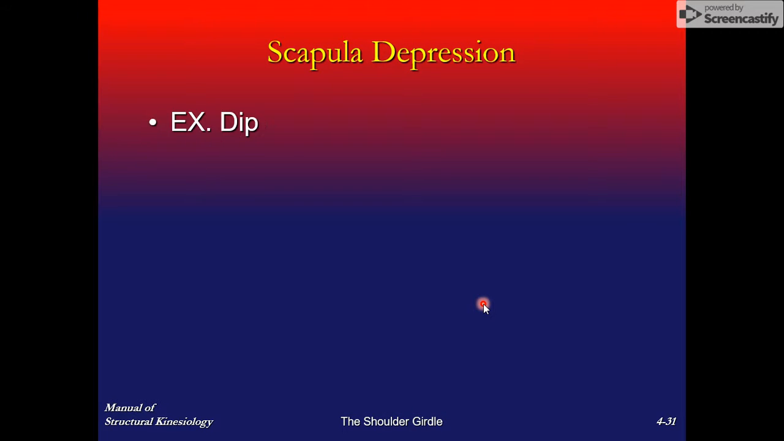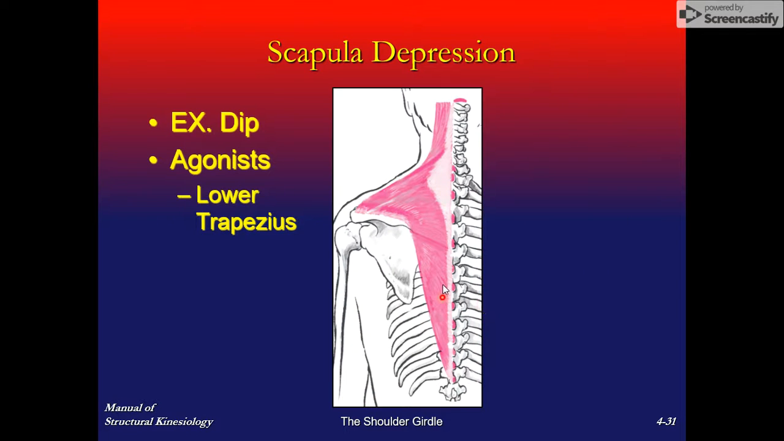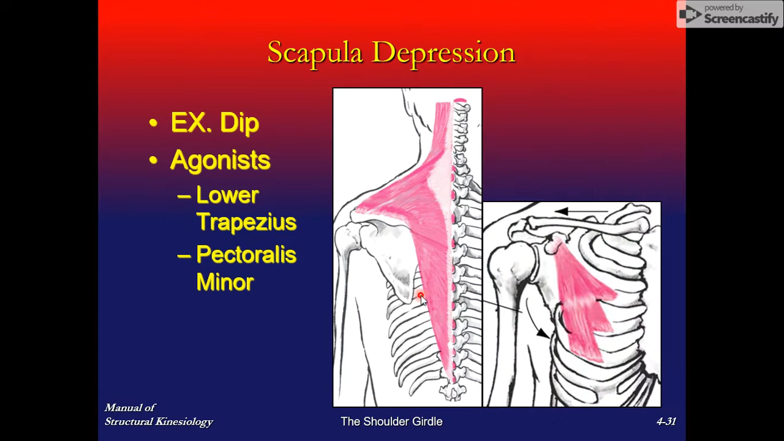Scapular depression. Example, a dip. The agonists are the lower trapezius, pectoralis minor.